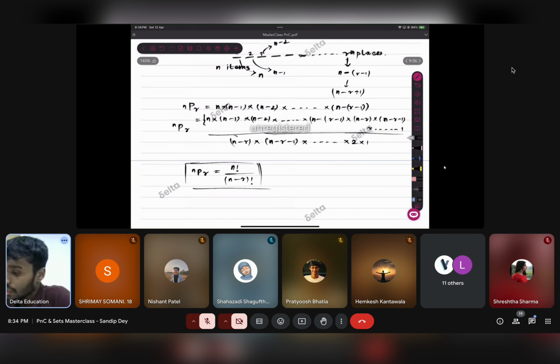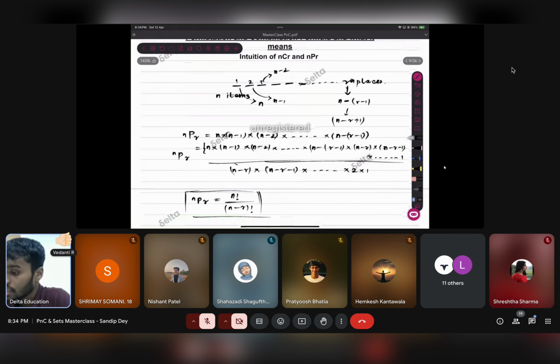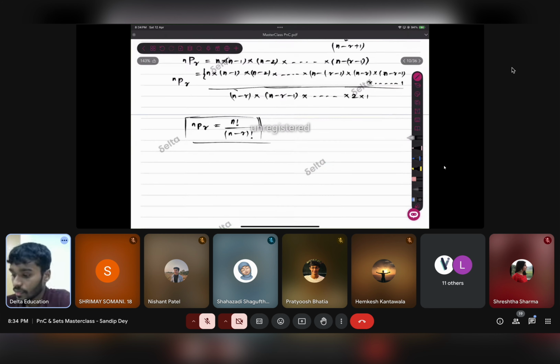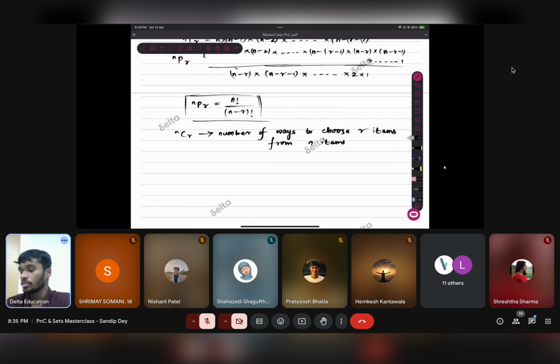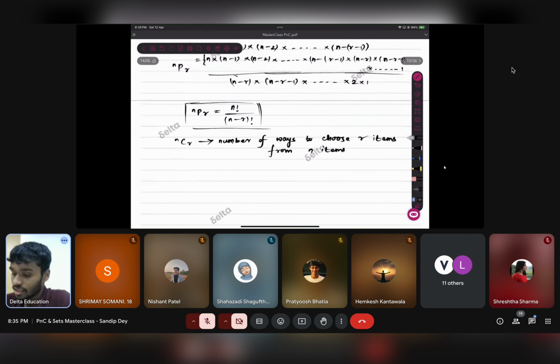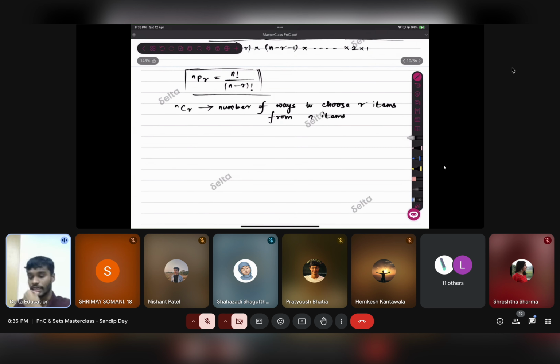Okay. So now also let's get the intuition of NCR. What is NCR? NCR basically says the number of ways to choose R items from N items. Okay, so now let's see how we can get the formula for NCR.